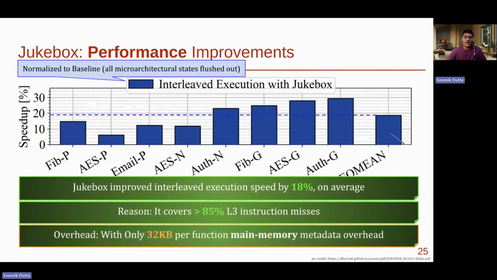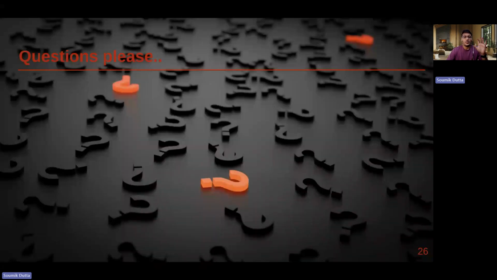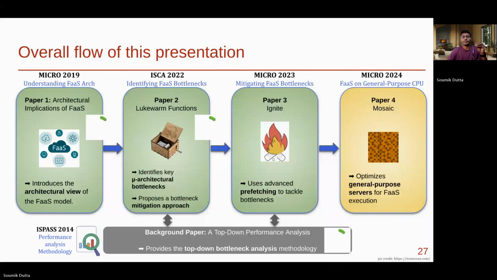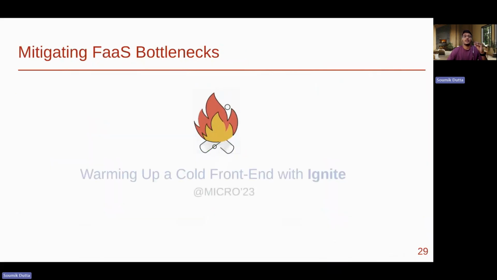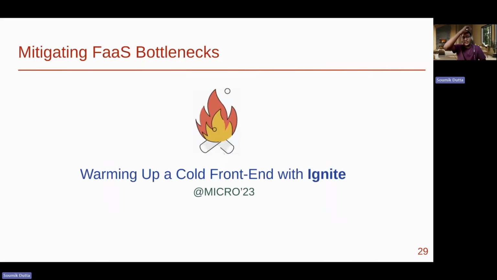And Jukebox only takes 32 KB per function of main memory metadata overhead. So this is the overall picture of the Jukebox approach. So now let's move to the third paper, another advanced mitigating approach, called Warming Up a Cold Front End with Ignite. It came in MICRO 2023.